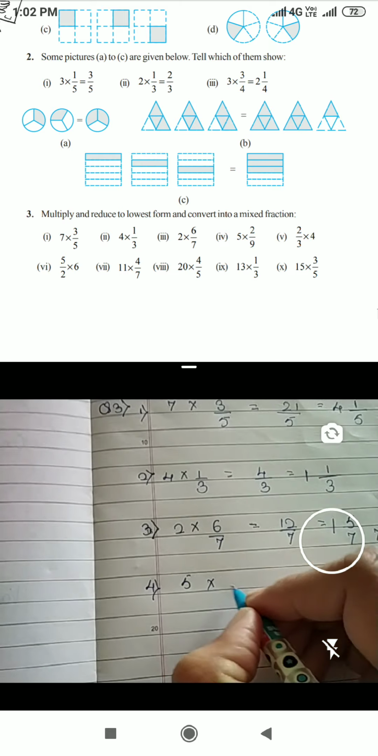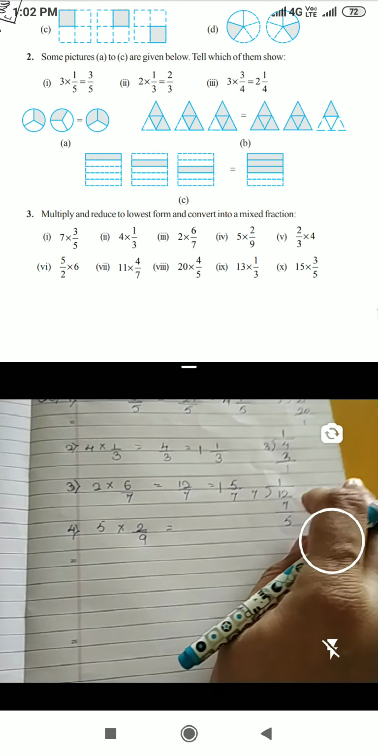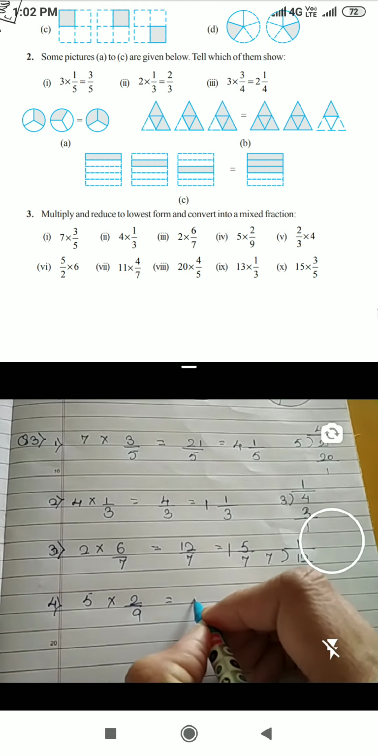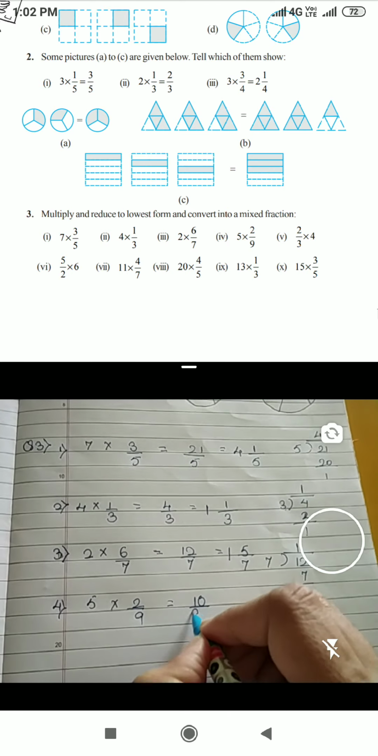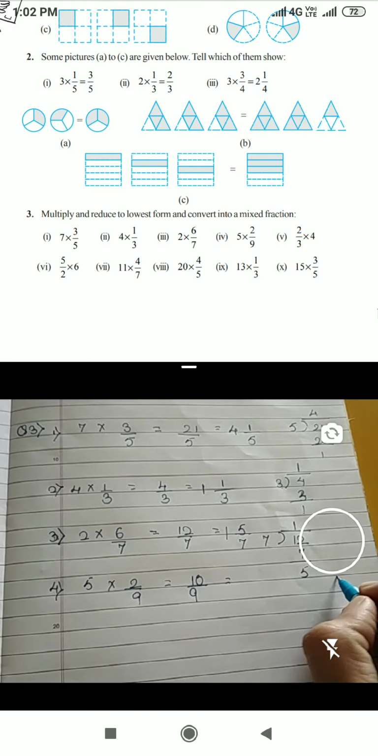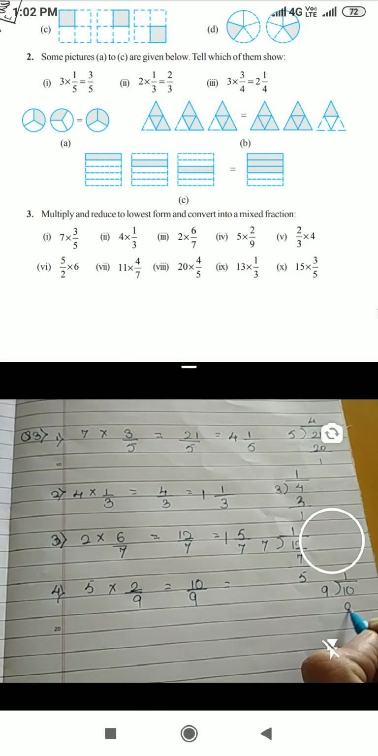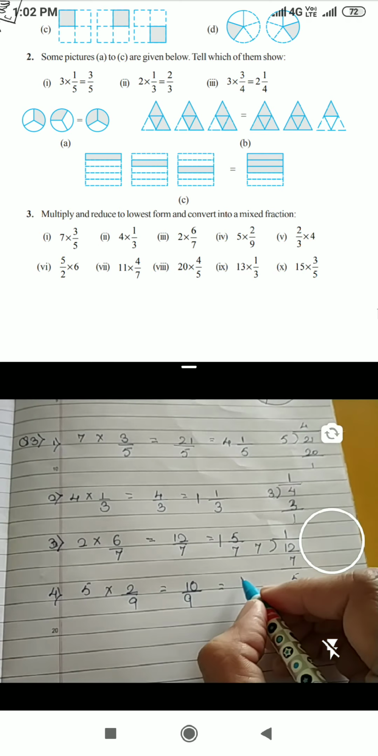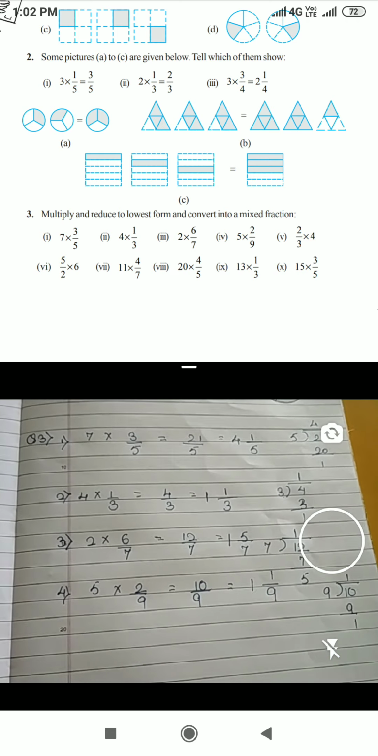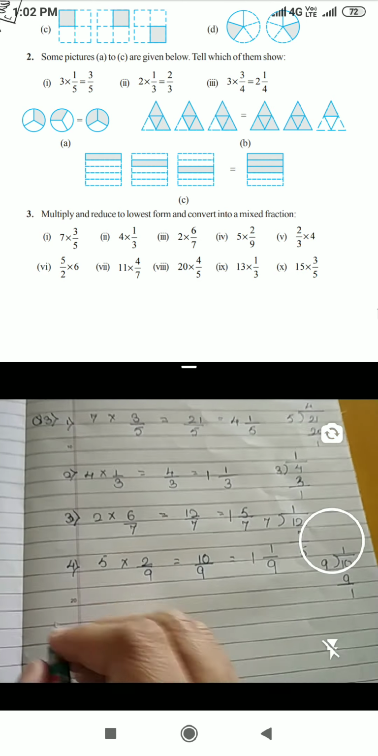5 into 2 upon 9. 5 2s are 10. 10 upon 9 is equal to, again here we will divide it, 9 and 10, 1s are, 9s are 1. So 1 upon 1, 9. Okay, these sums are clearly visible to you.